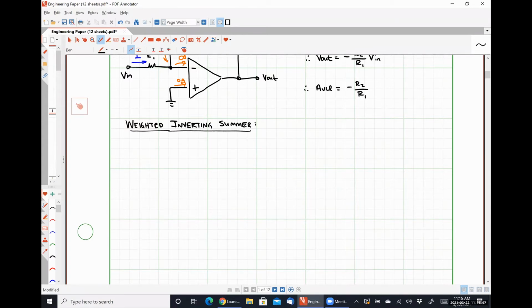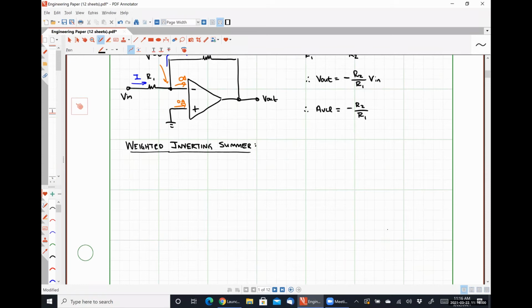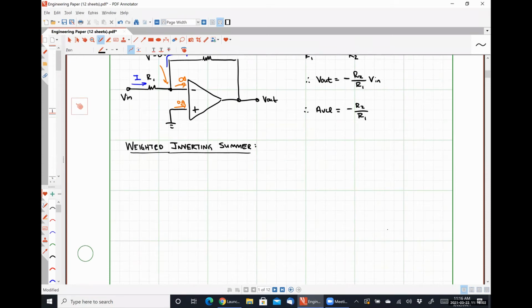Summer, S-U-M-M-E-R. So this is one of our first op amps that's performing a mathematical operation. It is extraordinarily similar to a non-inverting amp, excuse me, an inverting amplifier.